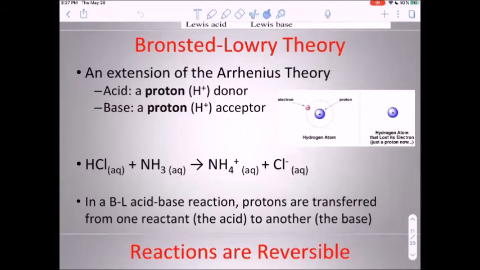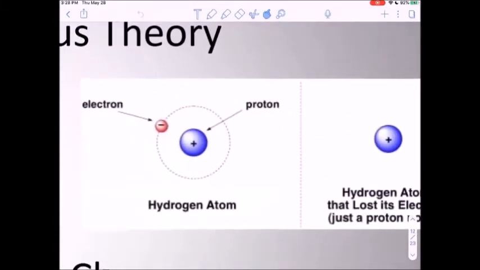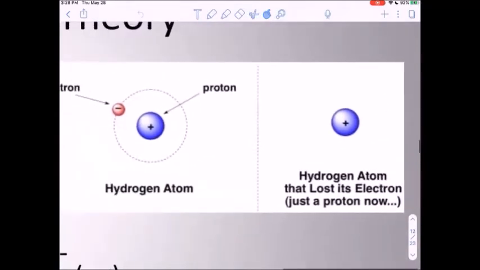The Bronsted-Lowry theory is an extension of the Arrhenius theory. We're talking about a proton donor and a proton acceptor. So in this theory, an acid is a proton donor. So it's giving up one of its H+. And the H+, if you look at the picture on the right here, when I have just regular hydrogen, it has one proton and one electron. H+ means it lost its electron, which means it's just a proton now.